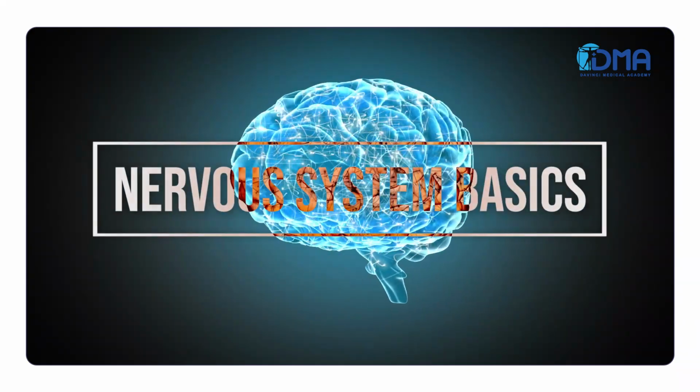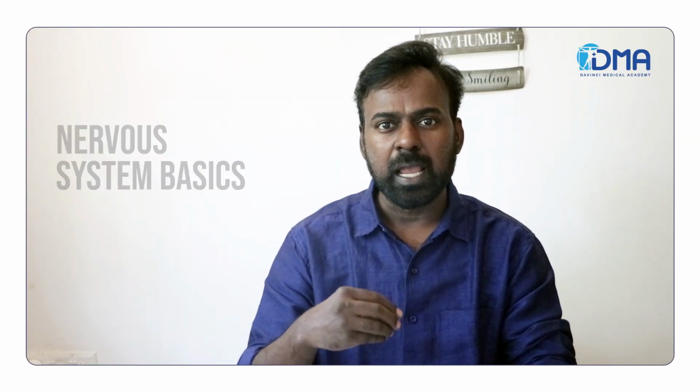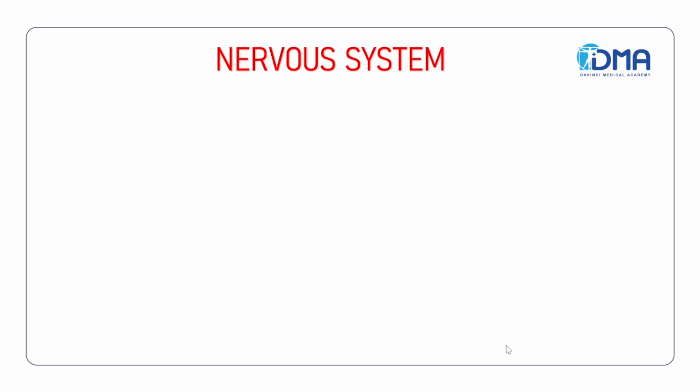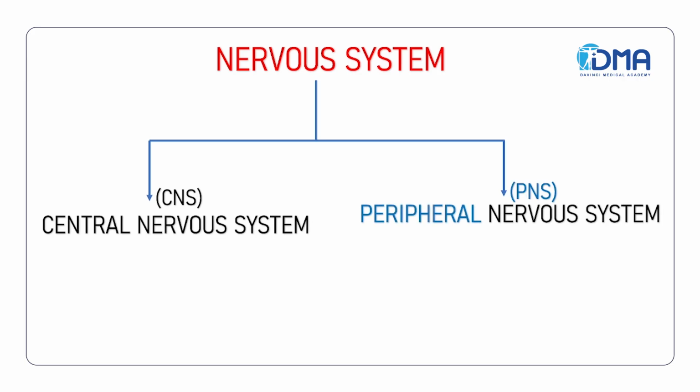Today my topic will be about nervous system basics. What is a nervous system and what are the basic structures in the nervous system? The nervous system is a vital organ in the body that controls not only movement and sensation, it also controls the emotions and the thoughts we process. The nervous system is divided basically into two main categories: the central nervous system and the peripheral nervous system.